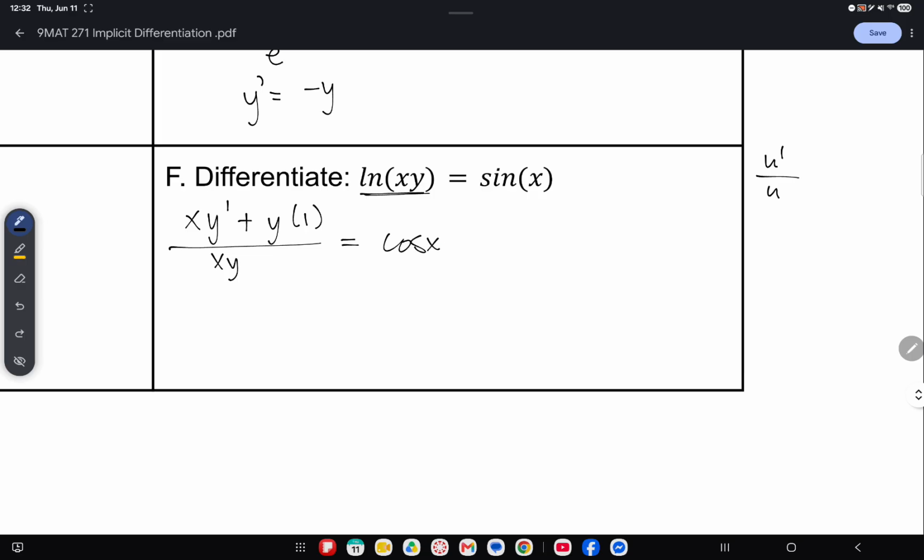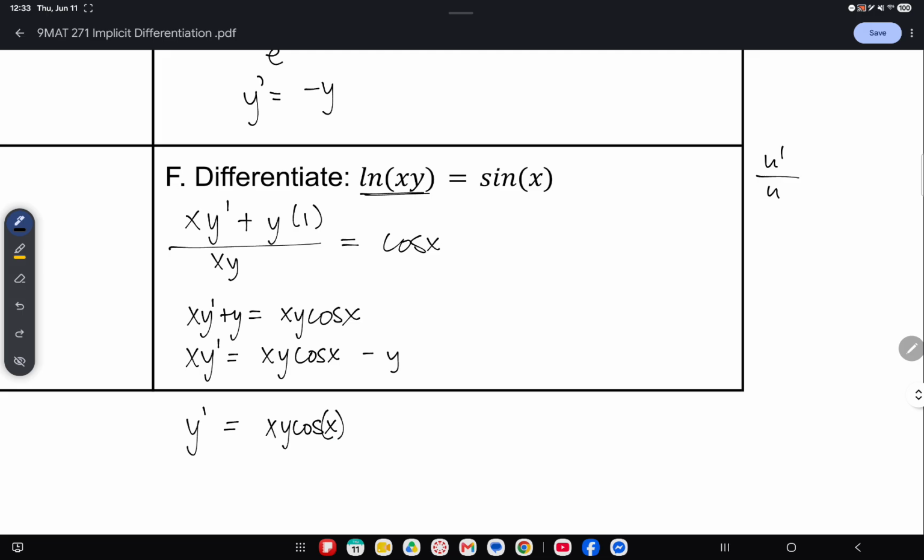And then let's isolate that y prime. So I'm going to multiply both sides by xy. And then I can subtract y. And then divide by x. So y prime is xy cosine of x, and I'm going to put parentheses around that because I have a minus y and I don't want it to look like it's cosine of x minus y. And all over x. And there we go.